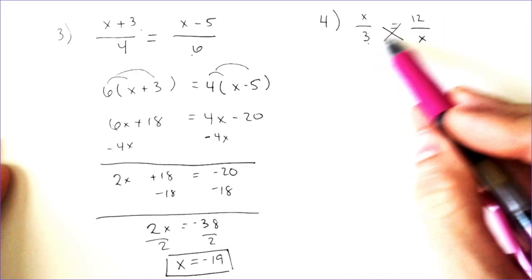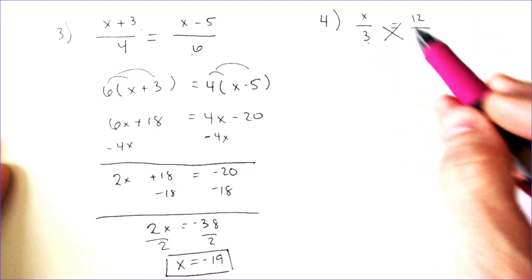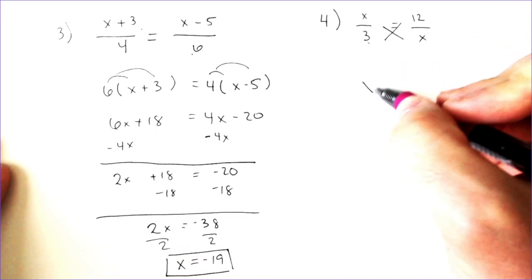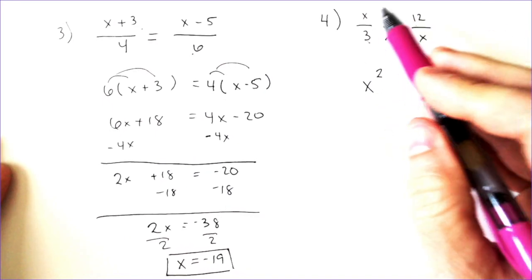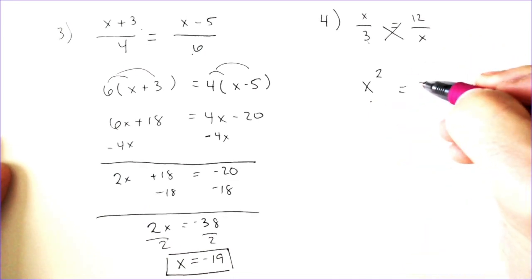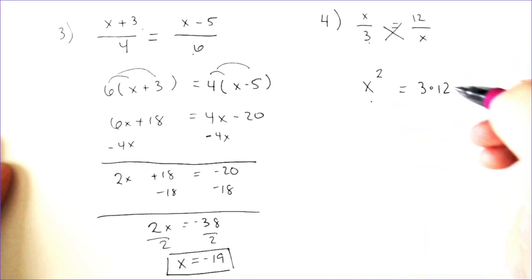3 times 12, that's not difficult at all. But x times x, you have to recognize that is not 2x. x times x is x squared. So I did my x and my x to get the x squared. And that would equal the 3 times the 12.